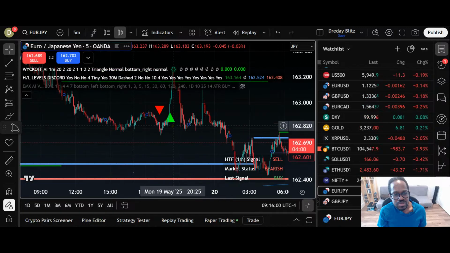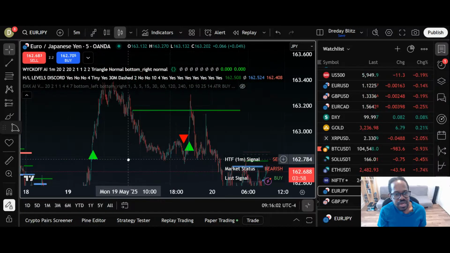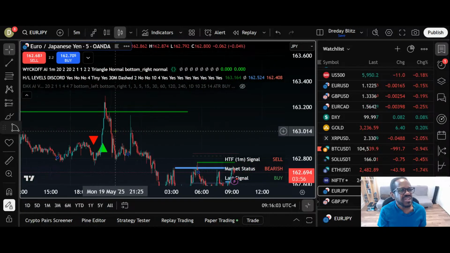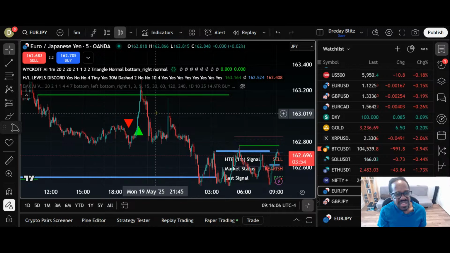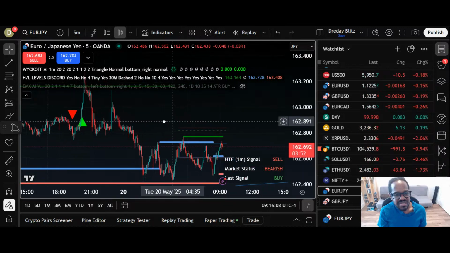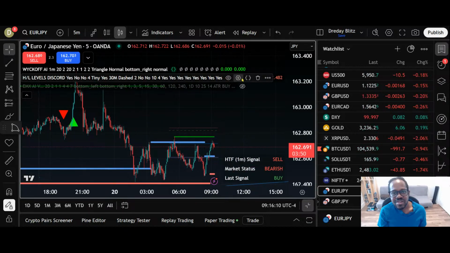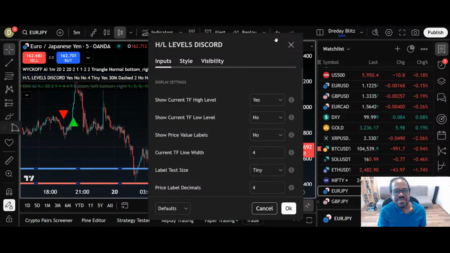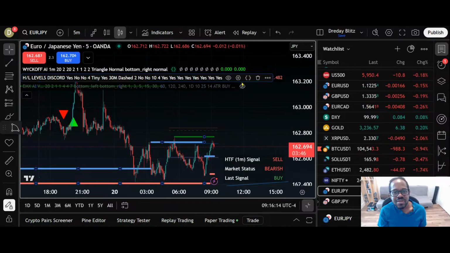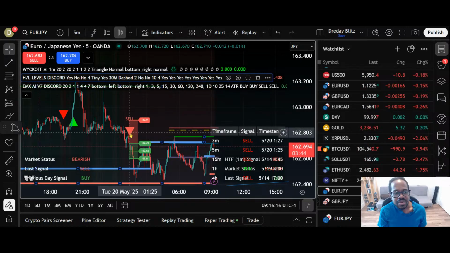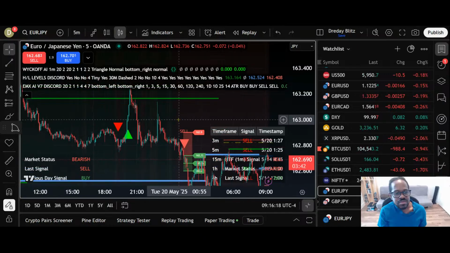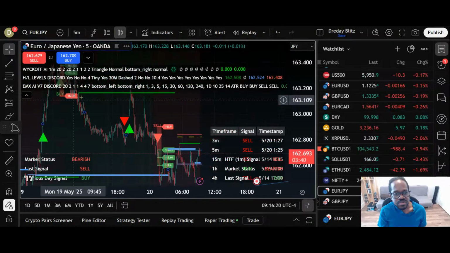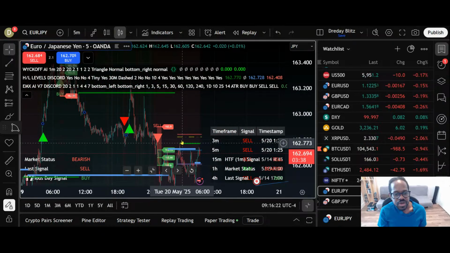You see sometimes, on this one, you had 5 minutes. So you had a sell, you had a buy. Didn't get a sell on the Wyckoff one, but you got a buy on EMX. So overall it was bearish here. So I had to go bearish right here.